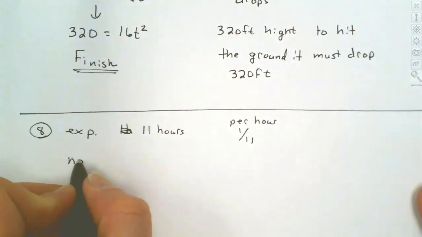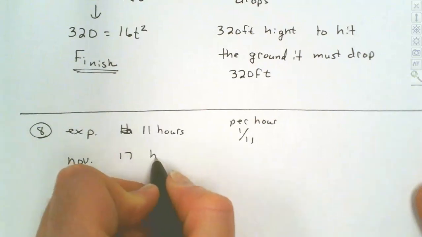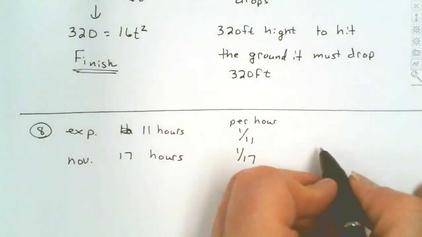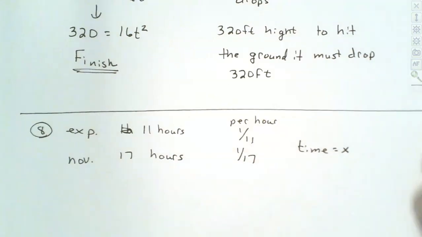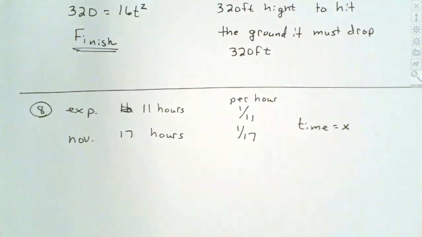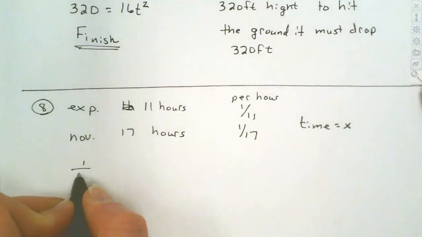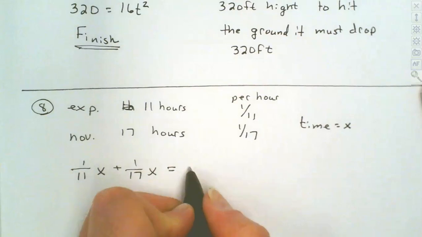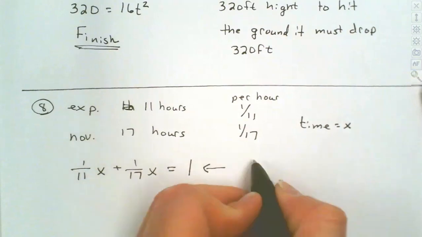What about the novice? Well, the novice is going to take him longer. So it takes him 17 hours. And how much does he do in an hour? 1/17. The time, we're going to go ahead and call that X. And they're working together, so they're going to add together. So they're combining their efforts on this project. So what do we have now for our equation? We have 1/11 X plus 1/17 X, and it's going to equal 1. Why should it equal 1? Because that is one tax return or 100%.